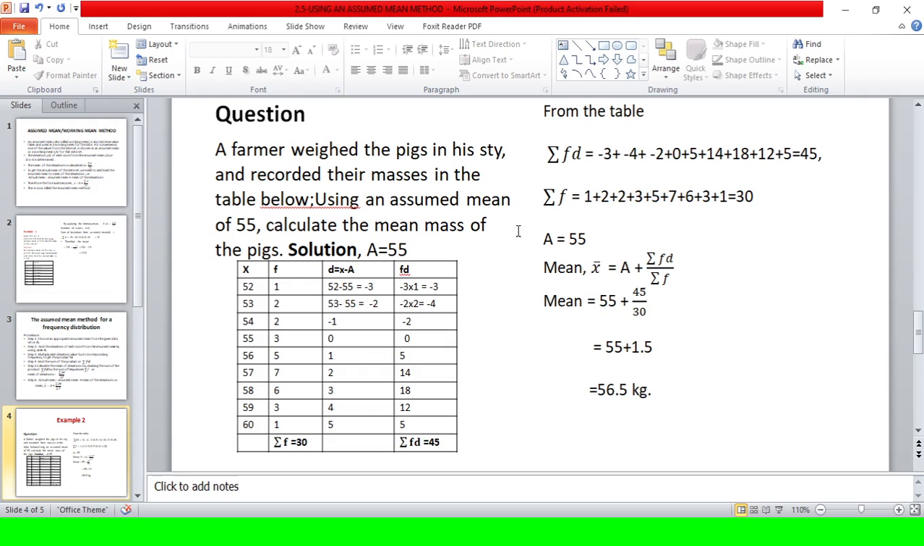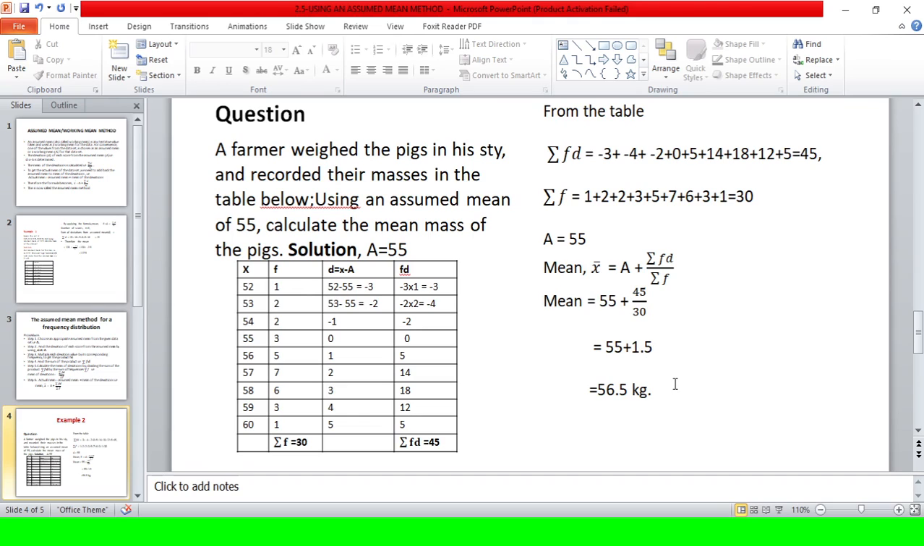Sigma F, we require sigma F, and sigma F will be the addition of 1 plus 2 plus 2 plus 3 plus 5 plus 7 plus 6 plus 3 plus 1. So the total frequency, sigma F, will be 30. And the assumed mean we know is A. So the calculation now becomes x bar is A plus sigma FD over sigma F. So A is 55, plus sigma FD 45 over sigma F 30, will be 55 plus 1.5, which is 56.5 kilograms.